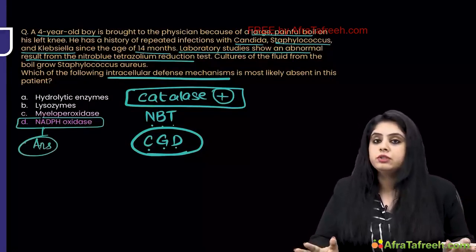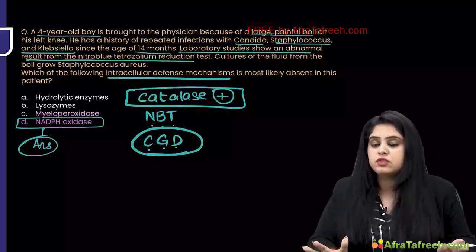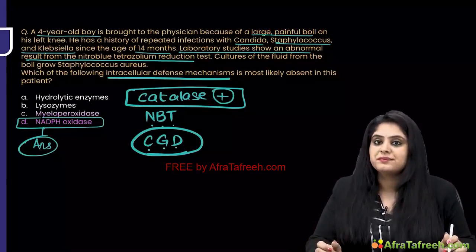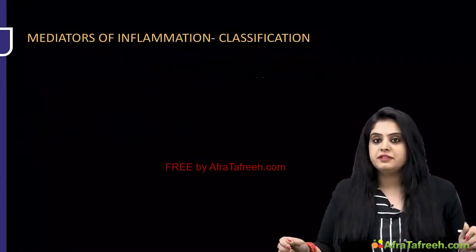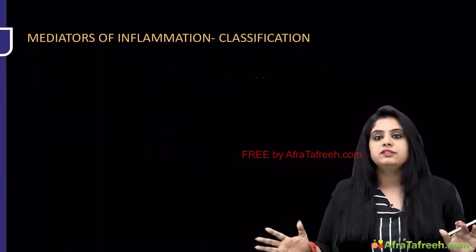So sorted. You are done with all the clinical correlations and all the things related to acute inflammation, which makes all of you ready for the mediators of acute inflammation. So now let's begin with the mediators of inflammation. First, I'll give you a basic, quick classification, then I'll tell you the salient features.